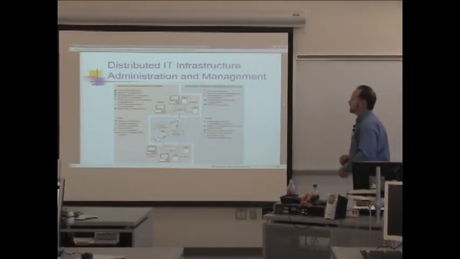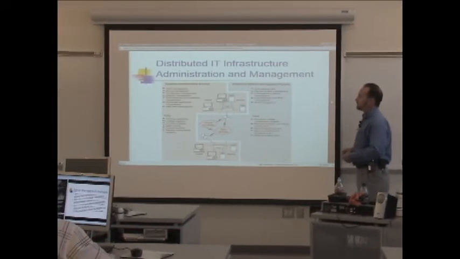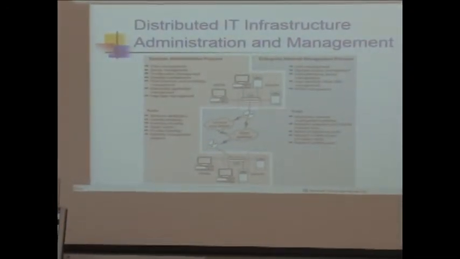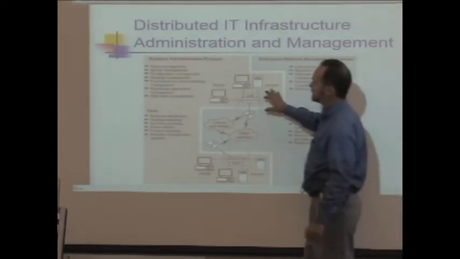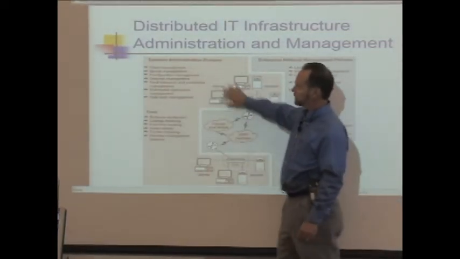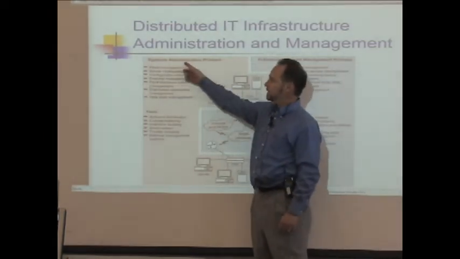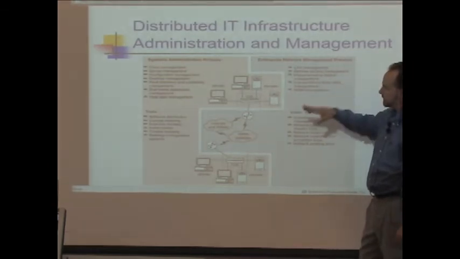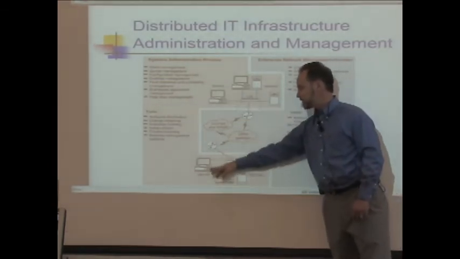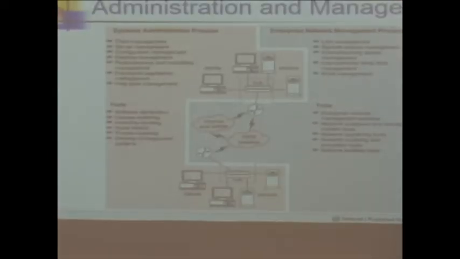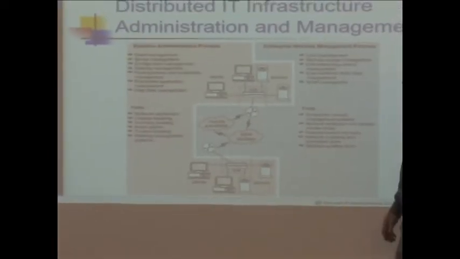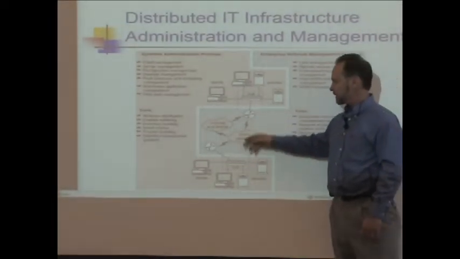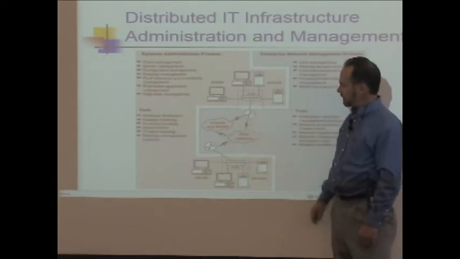So now taking a look at this graphic, we're looking at our distributed IT infrastructure, both the administration and the management of that infrastructure. And notice the two categories that it breaks it down into. This is what I showed you early on in one of the first slides there. You have systems administration and you have enterprise network management. So systems administration deals with the systems themselves, generally the hardware as far as clients and servers and the applications that they are running, whereas the enterprise network management is basically dealing with the routers, the switches, the bandwidth allocation and all that kind of good stuff.